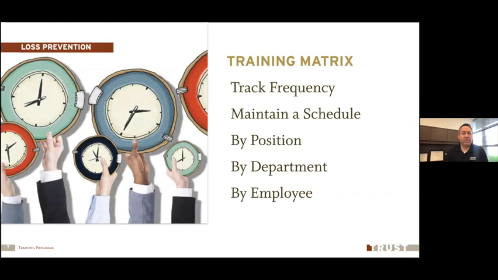One of the best ways to track trainings and maintain a schedule is to use what's called a training matrix. And I'll show you an example of this in just a minute. But what it does is it helps you identify the frequency of these trainings and how often you need to do that. And you can keep track on this matrix of when the last training was done and when it's due again. You can track this by position, by department, or by employee to make sure that everybody's keeping up with the trainings that they need.